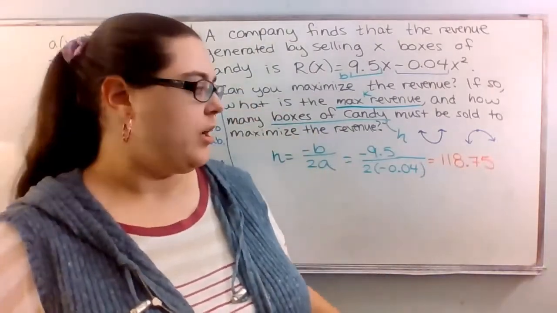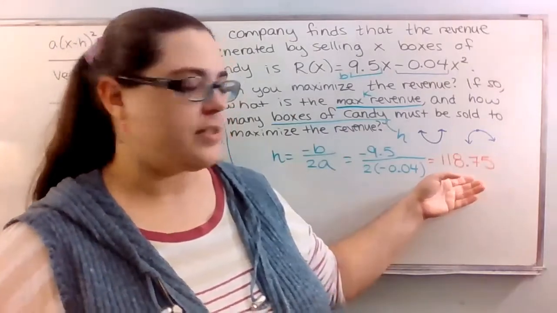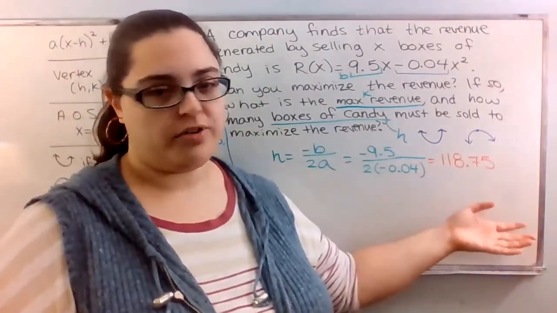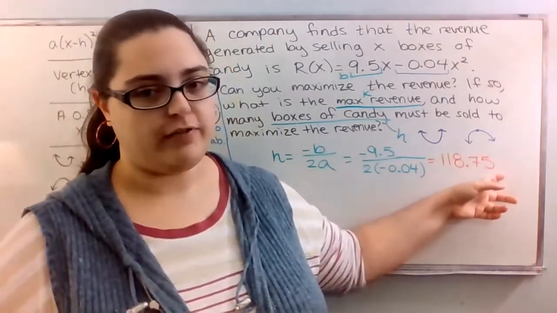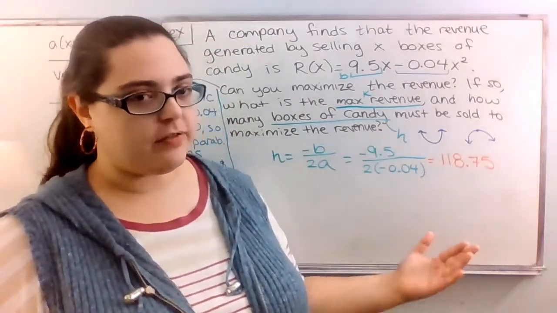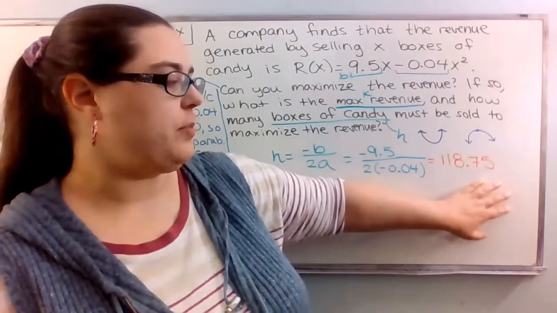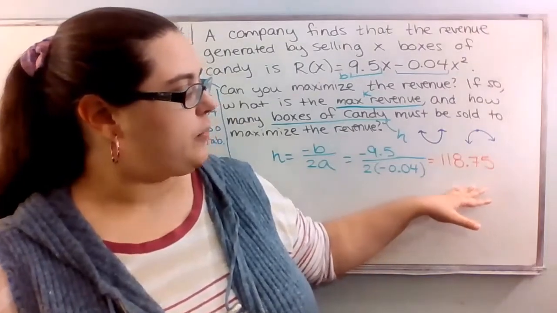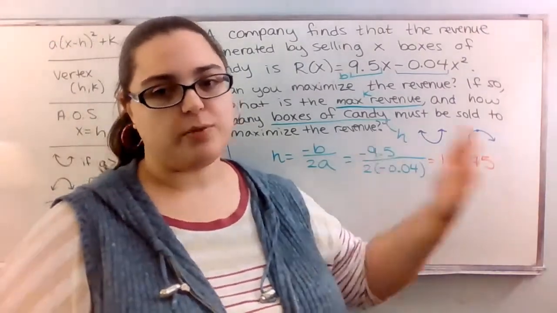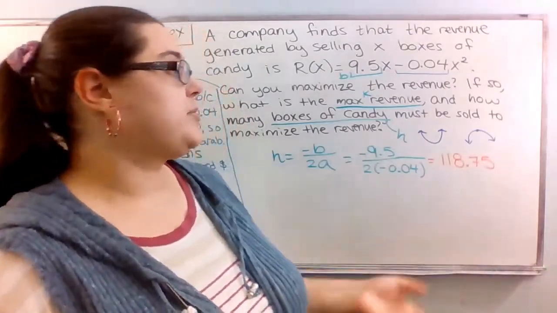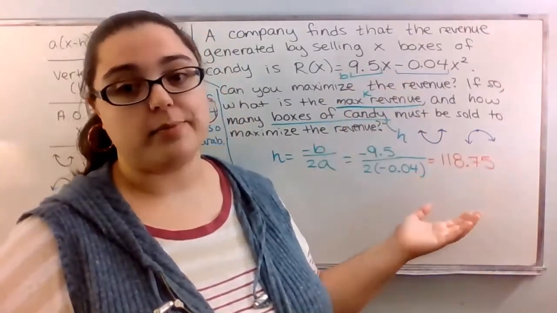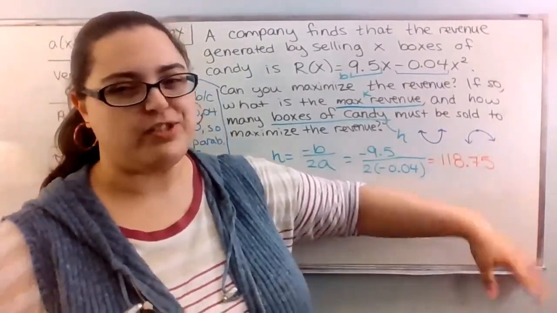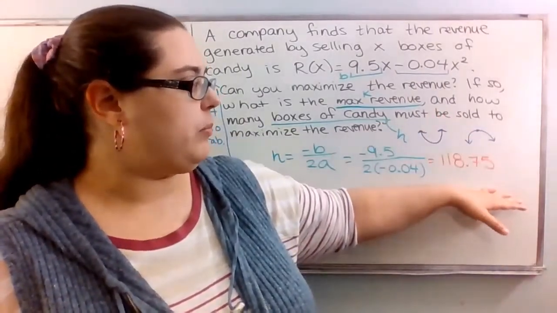So this is going to be the number of boxes that I'm going to need to sell. Now we're going to assume we can sell 3/4 of a box. If I was only selling whole boxes of candy, then I would need to look at the two numbers of boxes surrounding this. In this case, probably 119 would work better, but I would check out 118 and 119 and see what the corresponding y value is when I substitute those into the function to get the maximum revenue. But we're going to assume we can sell 3/4 of a box. These are bigger boxes, so we can sell partial boxes.